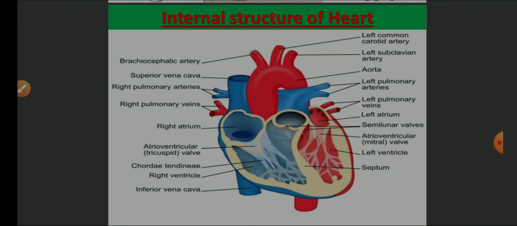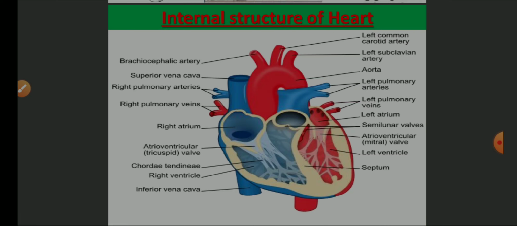Then you can see certain fibrous structures, that is chordae tendineae, and valves. You can see the valve between the right auricle and right ventricle, the tricuspid valve. Between the right ventricle and left ventricle you can see the septum, which has the His and Purkinje nerve fibers. You can see the valve between the left auricle and left ventricle, known as the bicuspid valve. So all these things are there, and I'm going to explain all of them in detail.